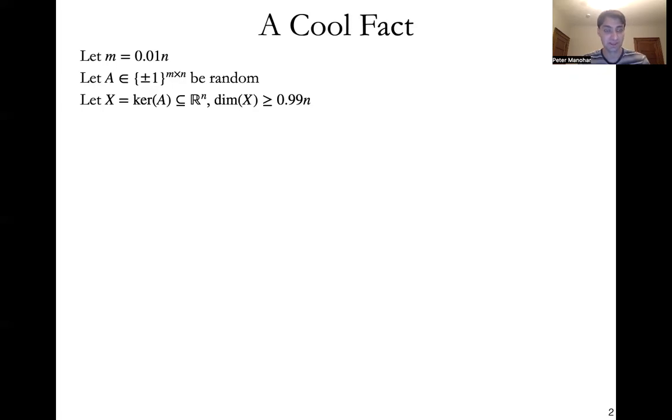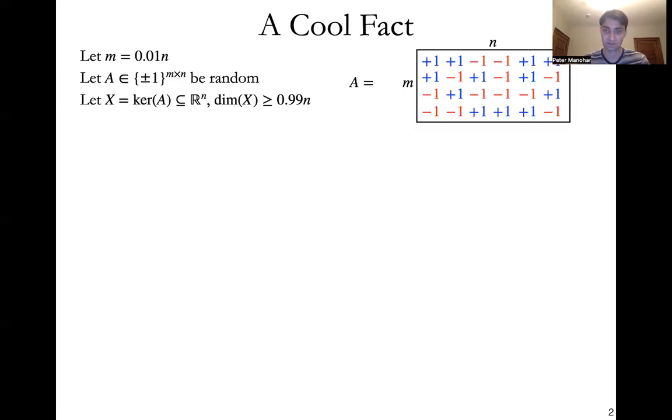Let n be a large integer, and let m be a small constant times n, say like 1 over 100. And we're going to let A be a random m by n matrix with independent plus or minus 1 entries. So A will look something like this. It'll be a rectangular matrix. And we'll let X be the kernel of A, which will be a subspace of R^n of dimension at least n minus m, because it's specified by m linear constraints. And in particular, the subspace will have dimension like 0.99 times n.